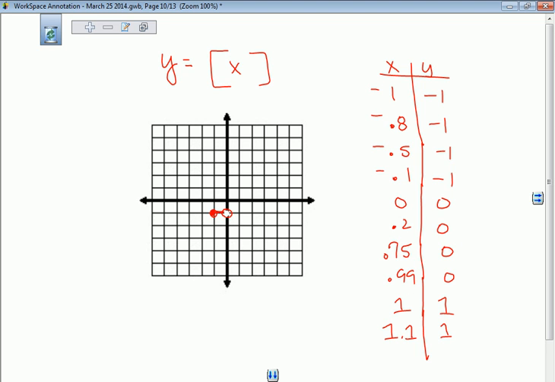Now, every x value between 0 and up to 1, but not including 1, will round down to 0. And it looks like this. And then from 1 to 2, it's going to look like this. And then, do you see the pattern? I see it. Step, step, step, step.